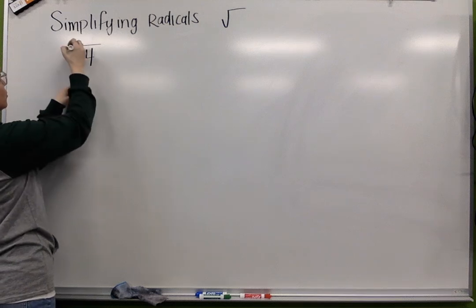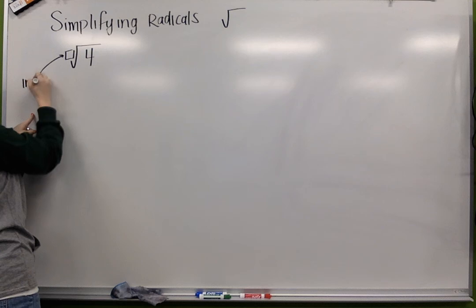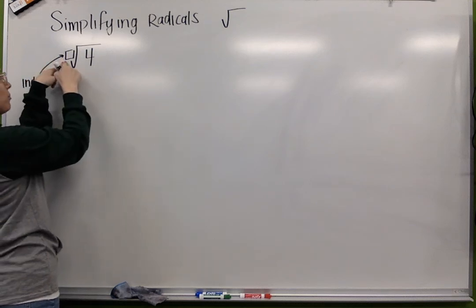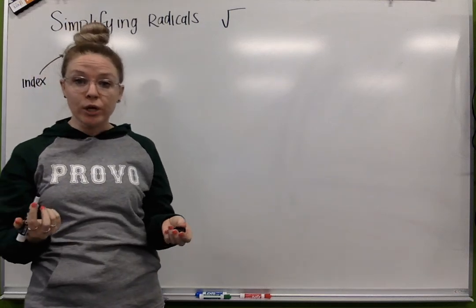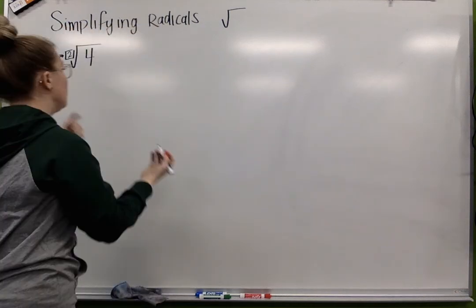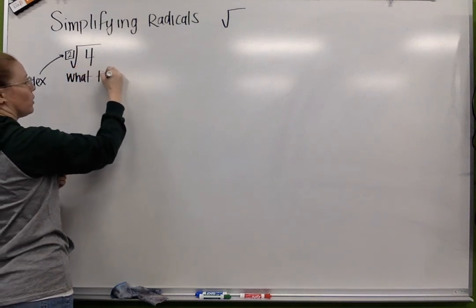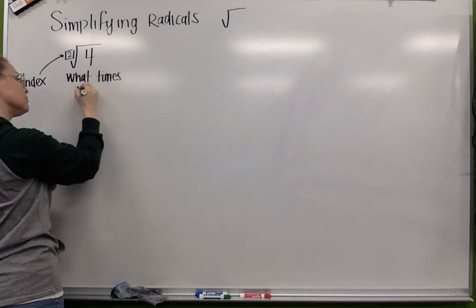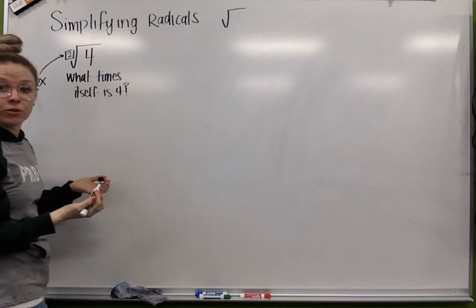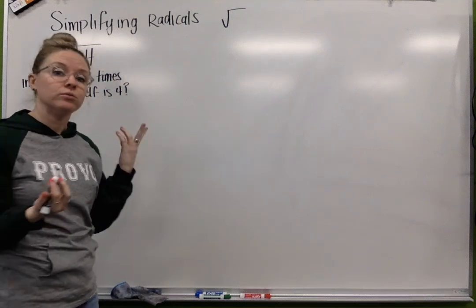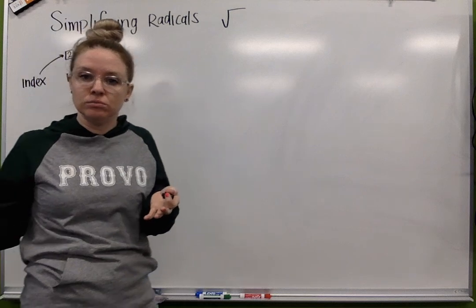So this radical, when there's no number here, and this number, we're going to call this an index. When there's no number given, that number is 2. And when we're looking at a square root, so there's a 2 there, we're saying what times itself is 4. And in this case, hopefully we know that 2 times 2 is 4. So the square root of 4 is 2.